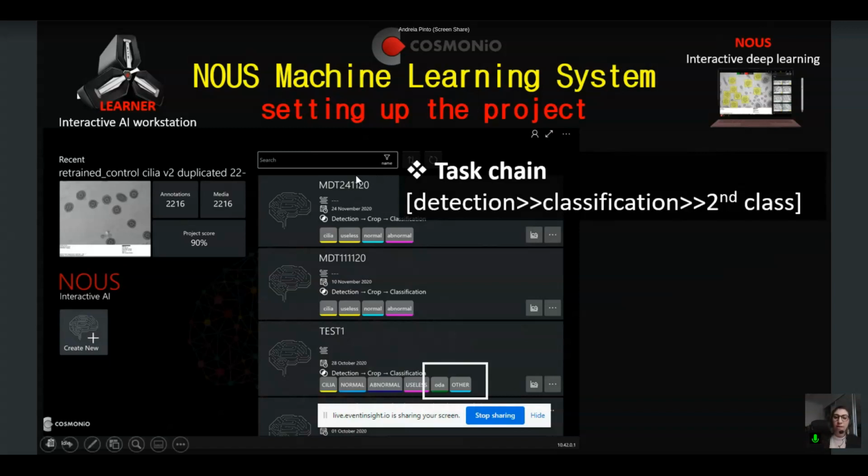In this case, you have a stream of projects. In this test one project, we have cilia detection, normal, abnormal, and useless. And then we have two extra labels here, which are outer dynein arm defect, which is the small hair-like protuberance in the doublet, and another, other defect, that can be anything else.